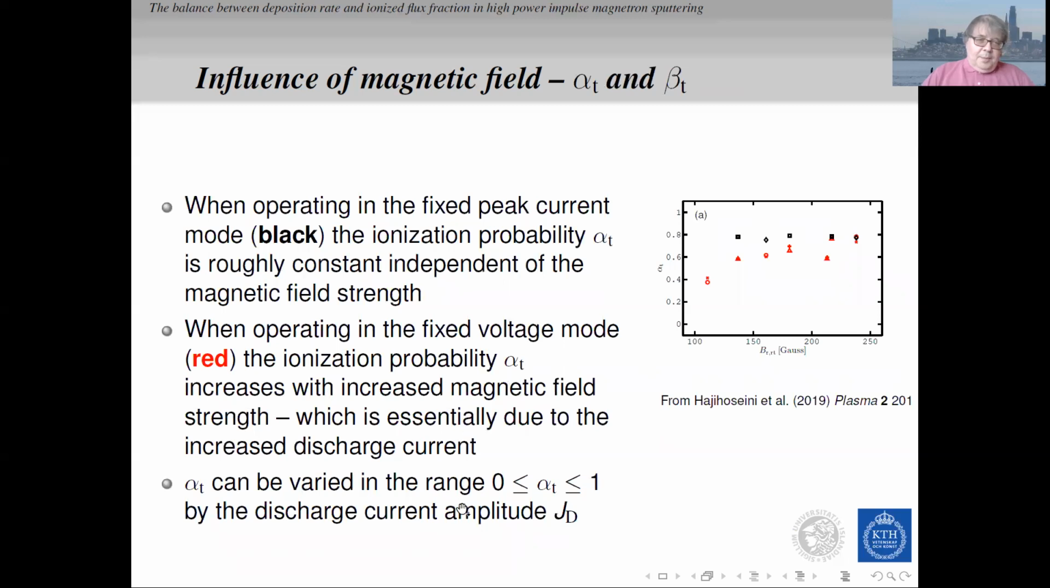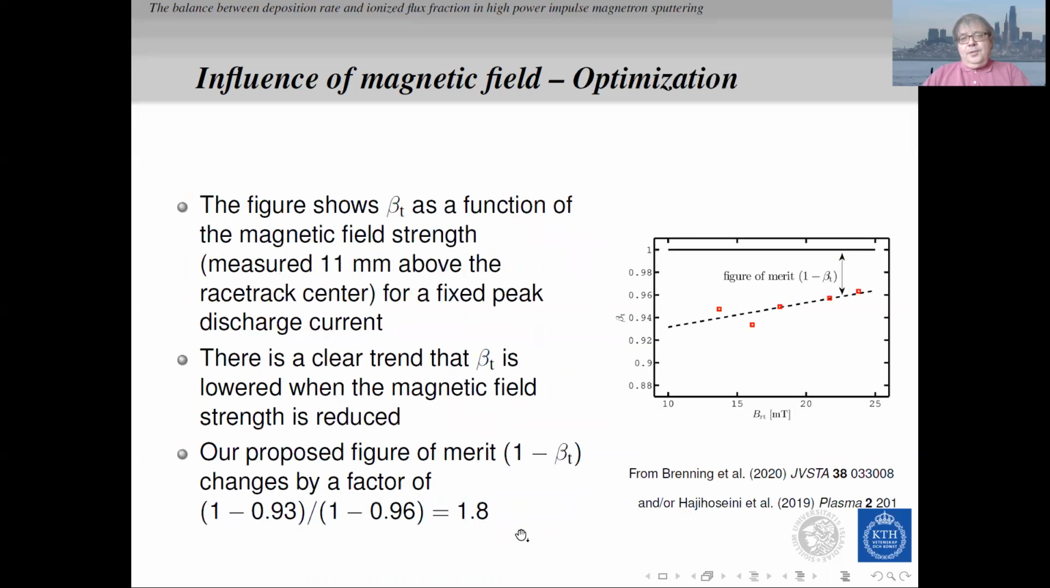So we see that we can basically vary alpha in the range from 0 to 1 by varying the discharge current amplitude. But we also see that in the fixed peak current case, we know that alpha is fixed. So in that case, we can see that beta depends on the magnetic field. So by playing with the magnetic field, we can vary beta and we can get a significant improvement in the deposition rate.